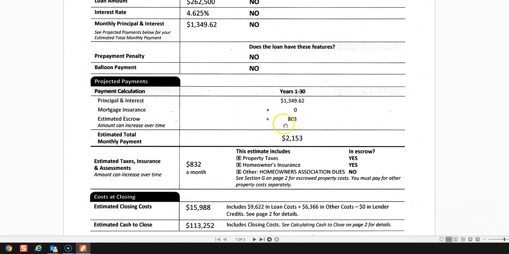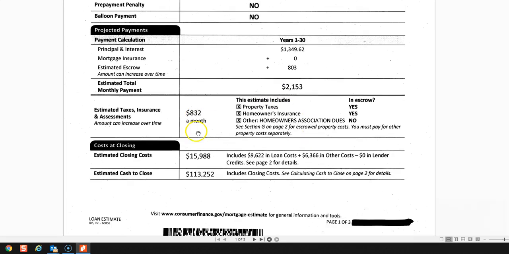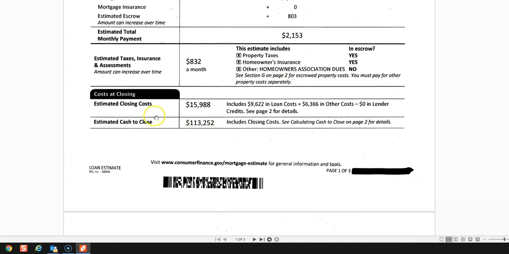Now, the escrow includes your taxes and insurance. Escrows are mandatory unless you put 20% down. Most people want them anyway because it's the same cost whether you pay it monthly or pay it on your own. So then it'll have your escrow, your insurance, and your property taxes and your total payment. It'll show your estimated taxes, insurance, and assessments. In this case, it's showing that there are homeowners association dues, but they're never paid through escrow. Those are always paid separately. So that's why this 832 is higher than that 803. If you see a difference between the estimated escrow and this number here, it's usually because that's including the HOA dues.